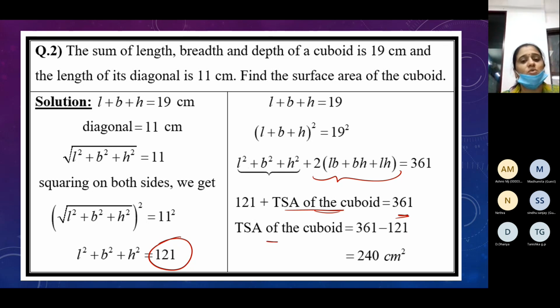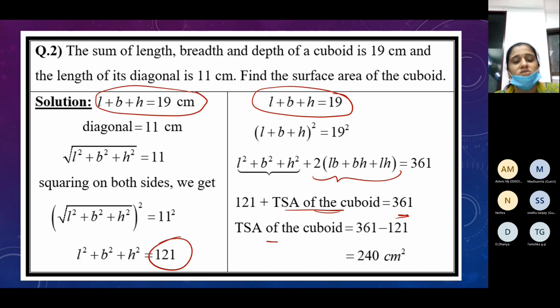What is the difference between the two? Here I've not written the identity. I'm squaring this one on both the sides. I'm squaring this information on both the sides. So when I square it on both the sides, I get A plus B plus C the whole square. Then we expand A square, B square, C square, 2 of AB, BC, CA.